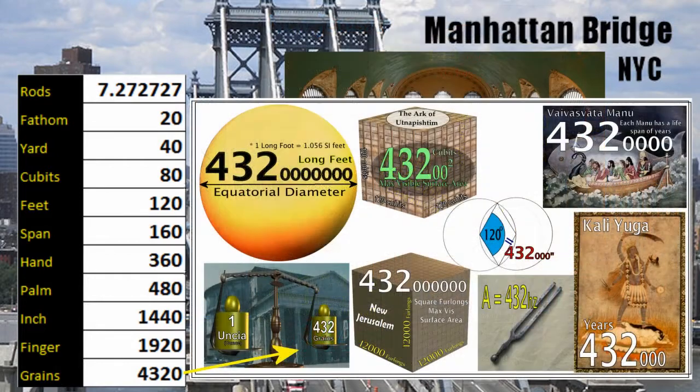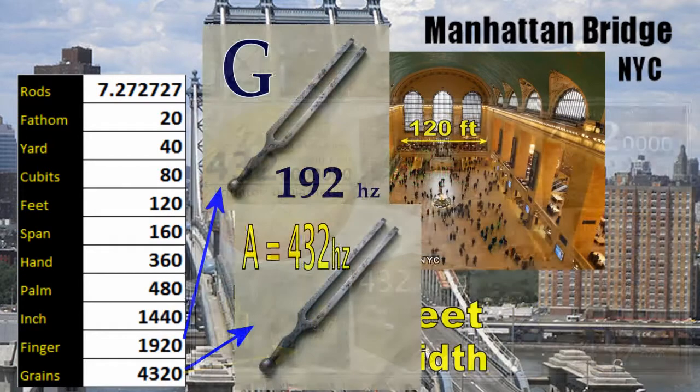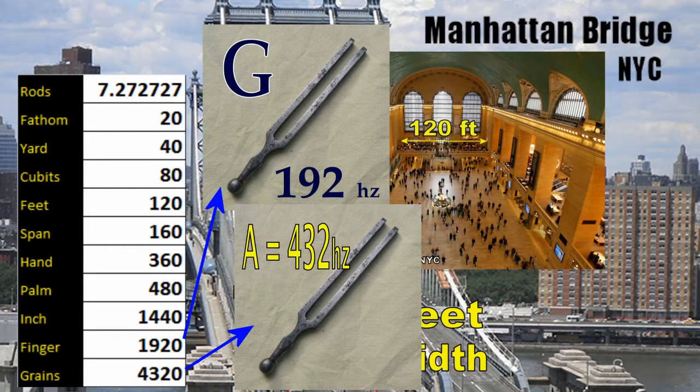Also in the Epic of Gilgamesh, now at 4,320 or 432. Again, weights and measures, music scales, the yugas, cycles of time and destruction as described in Eastern traditions. The Vesica, the New Jerusalem, the Ark of Utnapishtim, as well as the moon. Again, it's one of these numbers that's loaded with information.